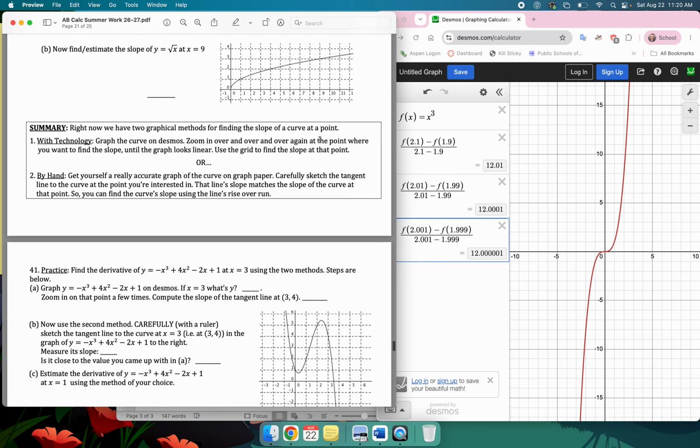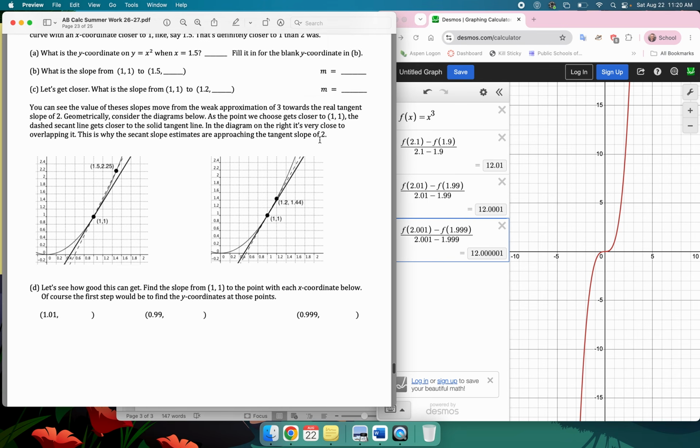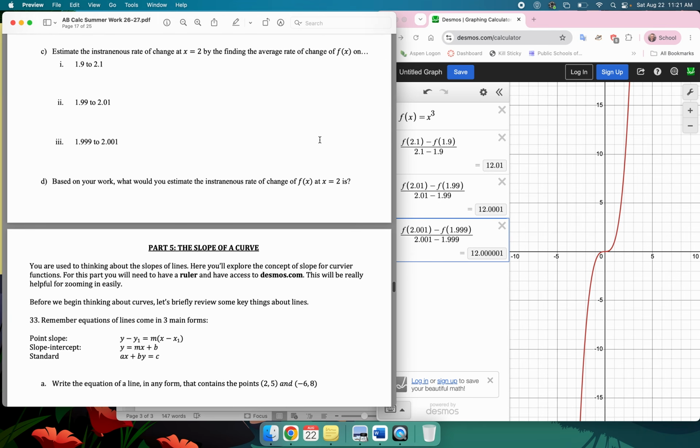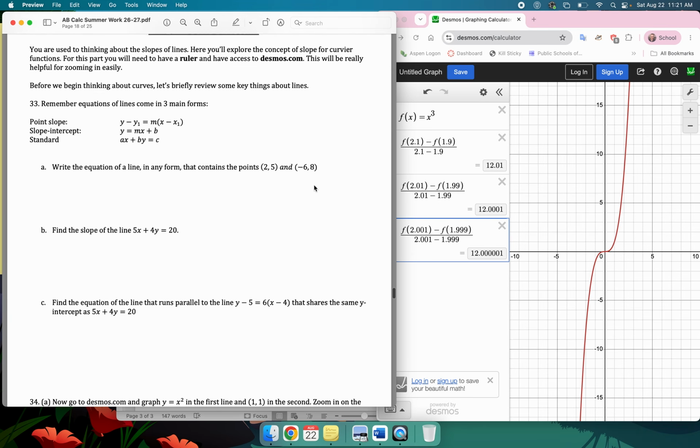Finally, the last part of this packet, I don't think this is as long as it looks. There are a lot of pictures, so it takes up a lot of space. I actually don't think it's a very long section. This is the first time I'm actually seeing these exercises, so I'm just kind of doing it off the cuff. We want you to have a ruler, and we want you to have Desmos. I don't have a ruler, but whatever. I'm decent on the trackpad.